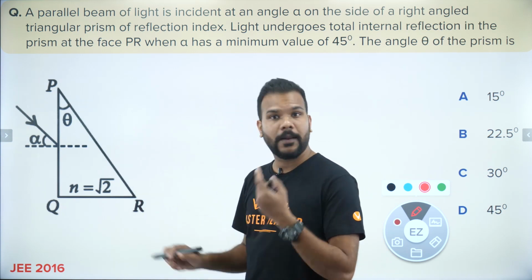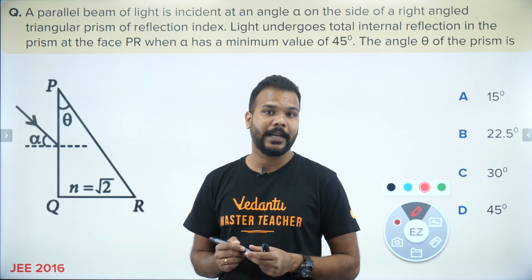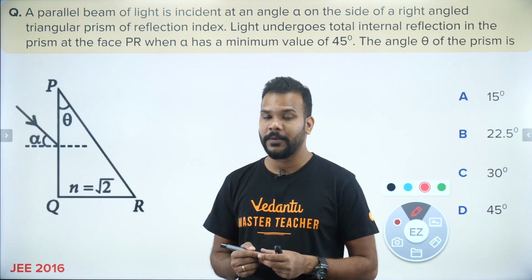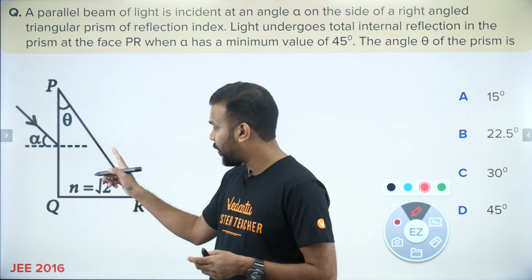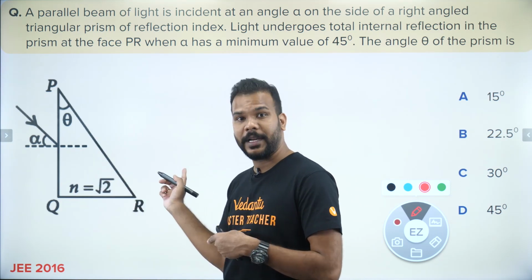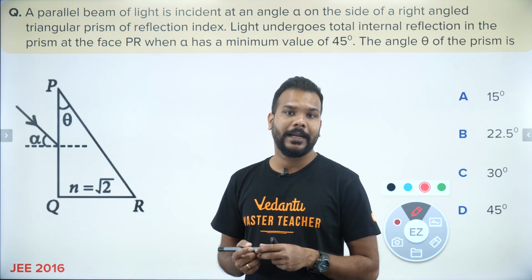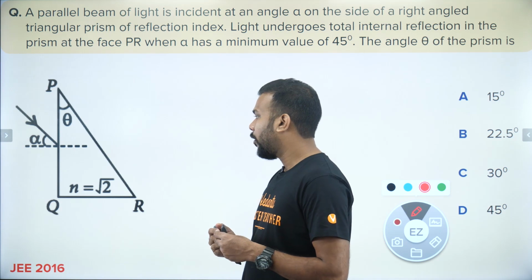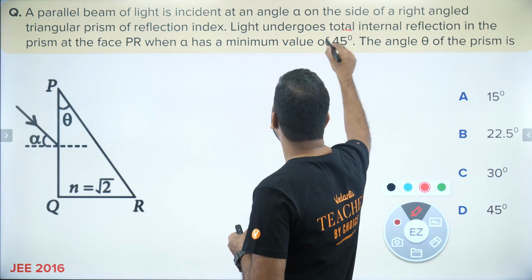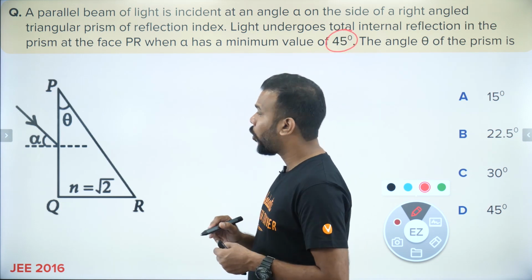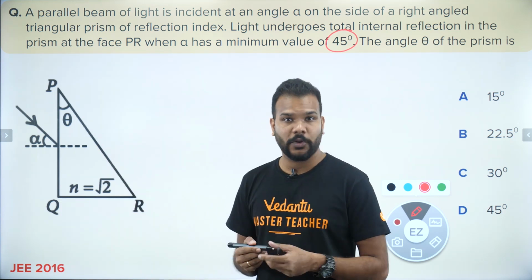So at the surface PR the light will get totally internally reflected, which means the light is incident at the critical angle. I hope you know this concept, that whenever the light is traveling from a denser to a rarer medium, here it has entered inside, which is the denser medium, and it is trying to go out, which is the rarer medium, then if the light is incident at an angle equal to or more than the critical angle, the light will internally reflect. Here the critical angle has been given to us as 45 degrees, and what the question wants us to find out is the angle of prism, that is theta. So theta is basically what we want to find out.